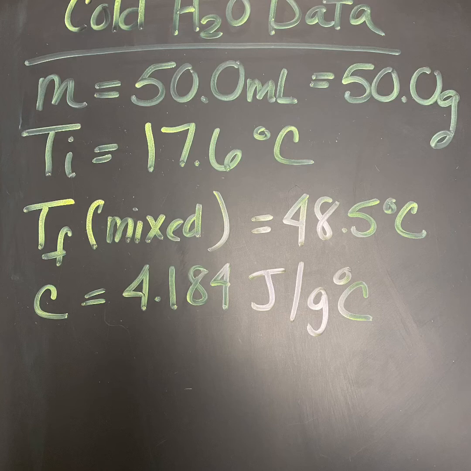We started with 50 milliliters of water, and using the density of water, that equals 50 grams of water. Its initial temperature was 17.6 degrees Celsius, and the final temperature, which would be the mixed temperature, came out to be 48.5 degrees Celsius. The specific heat, or the C, of water is something that can be looked up, and with joules it is 4.184.